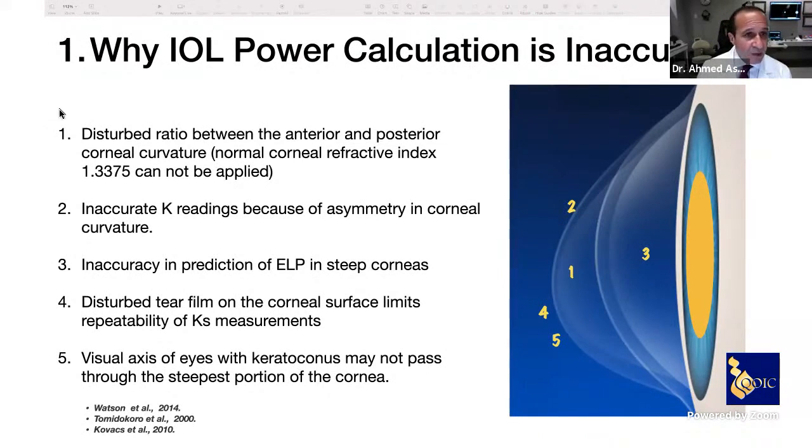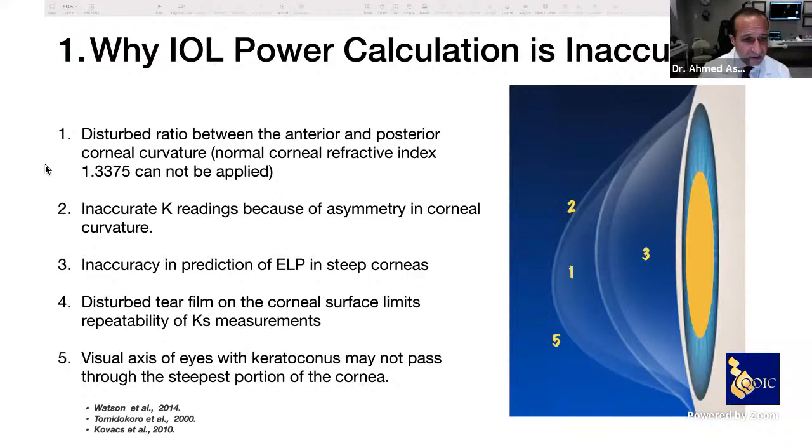Regarding the first question, we have main reasons why the IOL power calculation is inaccurate. First, the disturbed ratio between the anterior and posterior corneal curvature. The normal corneal curvature results in a normal refractive index of 1.3375, which cannot be applied in cases of keratoconus and of course in cases after laser vision correction. The second cause of inaccuracy is inaccurate K readings on the corneal surface because of the asymmetry in the corneal curvature. The third is the inaccuracy in prediction of the effective lens position, because the steep cornea causes a hyper deep anterior chamber, and the effective lens position cannot be predicted accurately like in virgin eyes.